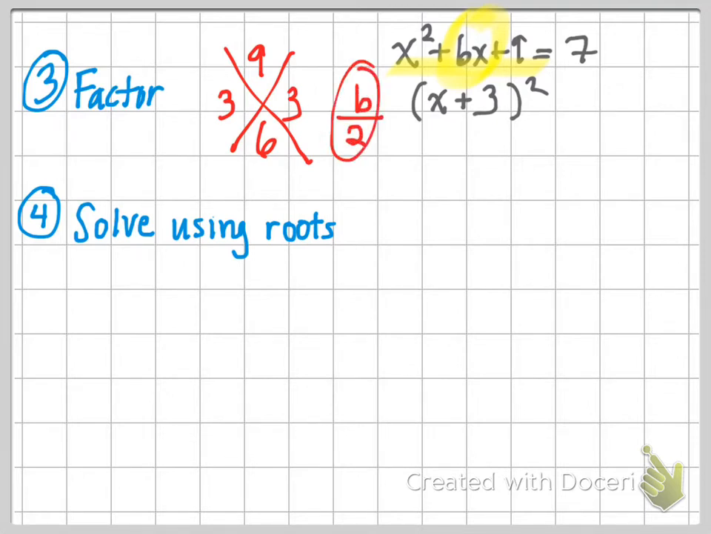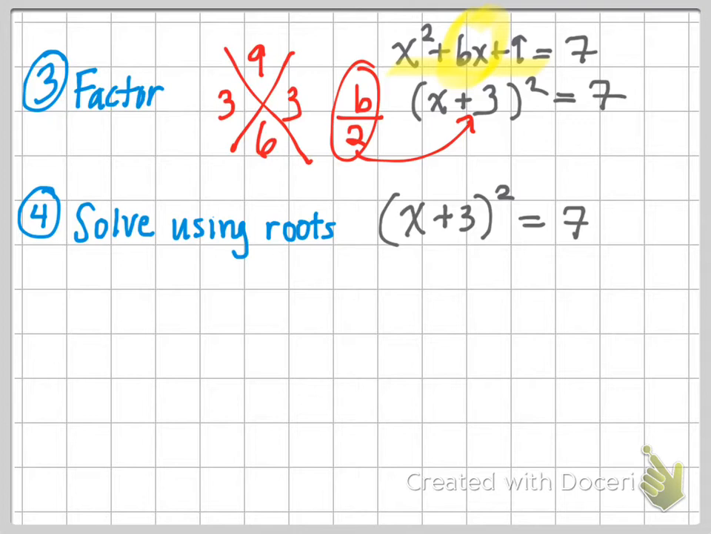So b divided by 2 will always be what goes in that spot. And then on the other side of the equation, I still have the equal to 7. Okay? So now, if I just rewrite that same line of the equation, (x + 3)² is equal to 7. Now, this looks like a square roots problem.